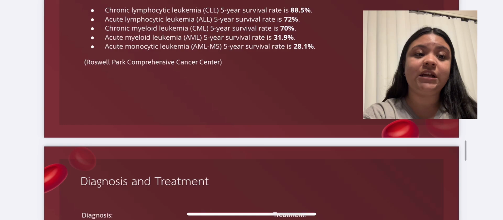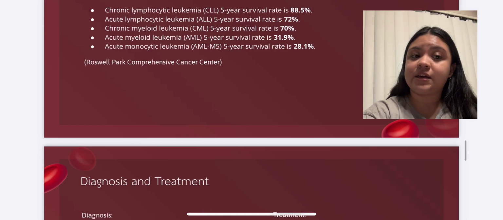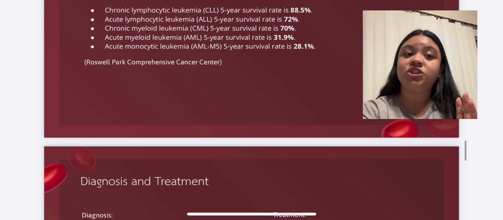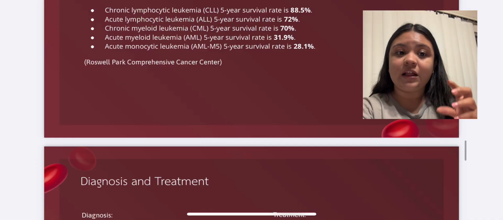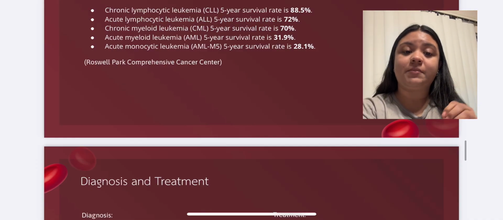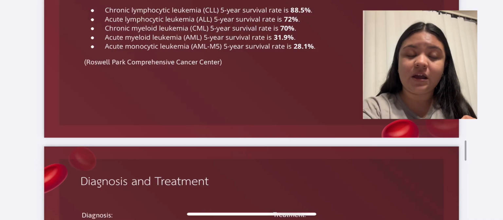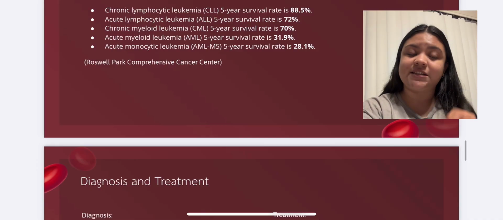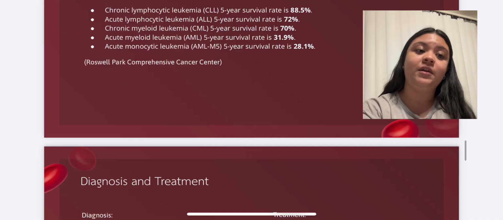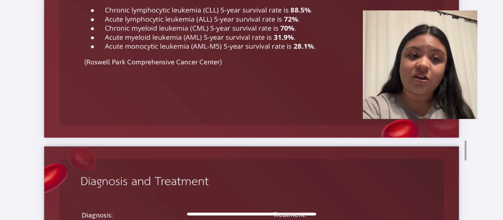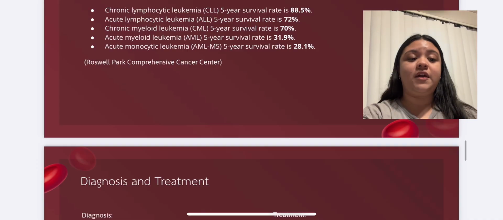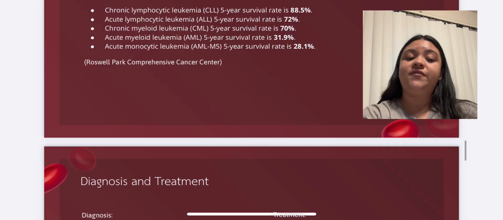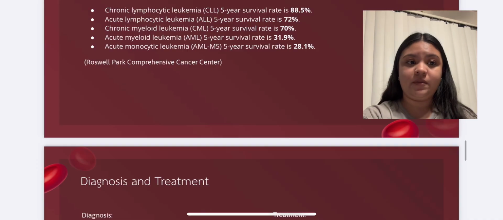Your treatments include chemotherapy, which kills the cells faster, targeted therapy, which seeks and attacks only leukemic cells, and immunotherapy, which helps the immune system recognize and attack cancer cells within the body. Radiation therapy kills cancer cells in different organs, like the spleen or liver, killing them one by one.